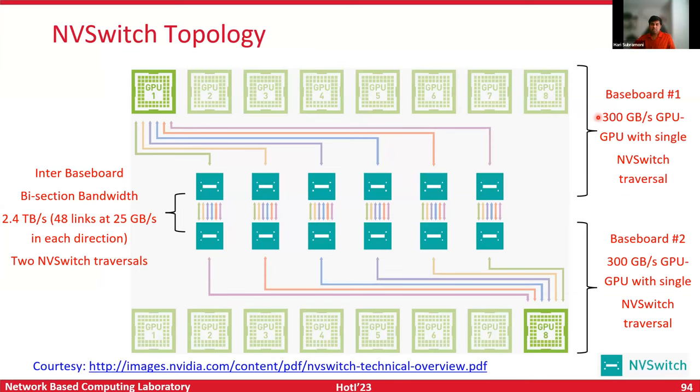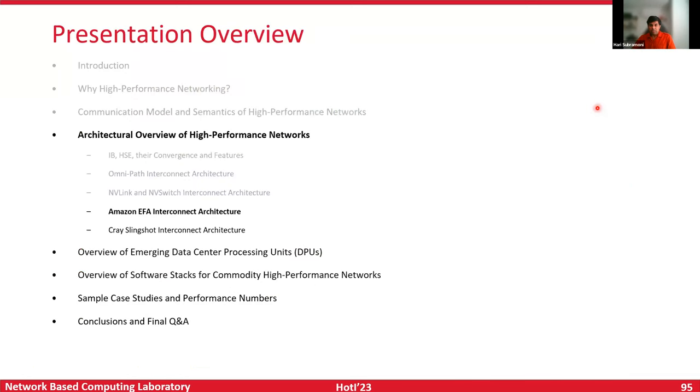So this was one of the first supercomputers in a box, so to speak. The DGX-1V architecture or the DGX A architecture were the first supercomputers in a box, where you had more computing capability than some of the older top machines on the Top500 list of supercomputers. So next we'll talk about the Amazon Elastic Fabric Adapter architecture.